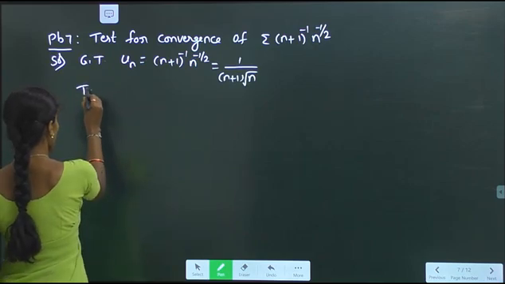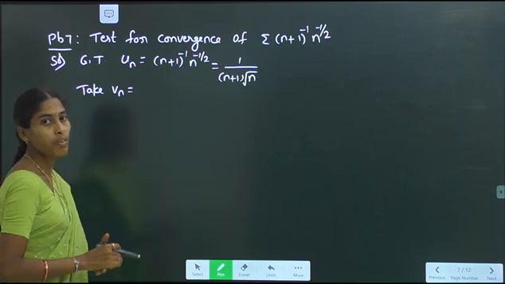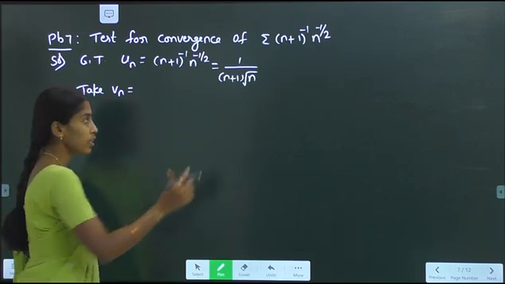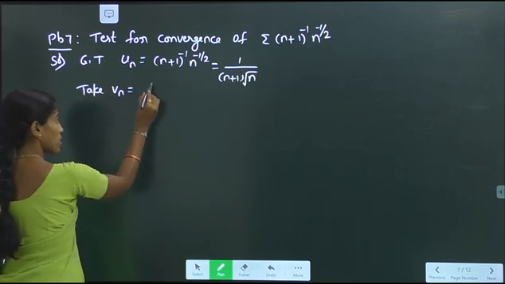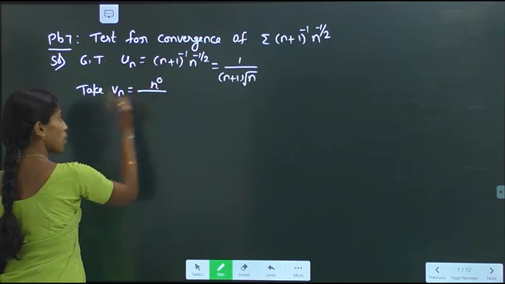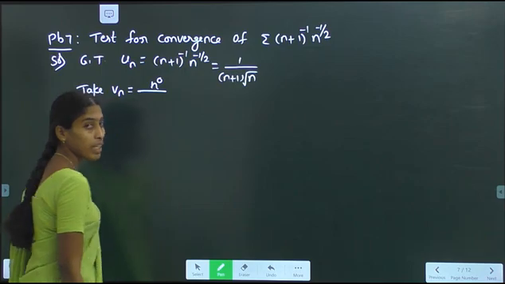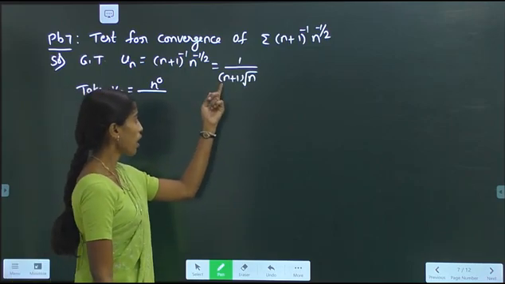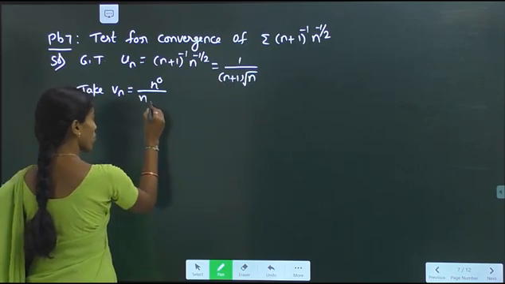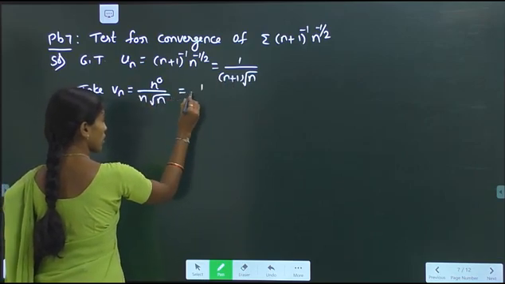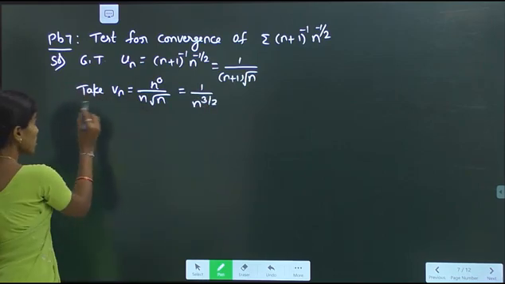Now take vn is equal to 1 by the maximum power of n included in the denominator. There is no n term involved in the numerator, right? So we have to take it as a constant, otherwise take it as n power 0. By the maximum power of n involved in the denominator, outside the square root we have n power 1, so n into, inside the square root, root n is there. So it is nothing but 1 by n power 3 by 2.